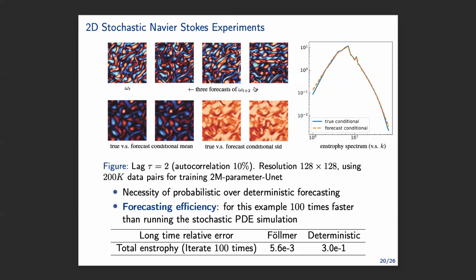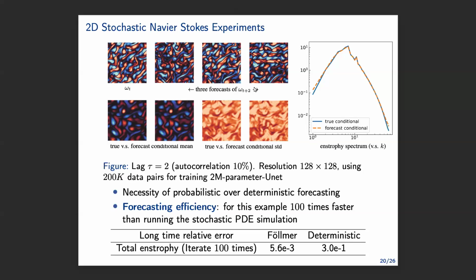So that also means that for this problem, you must use probabilistic forecasting. If you do deterministic forecasting, the best you can hope is the conditional mean, but this just doesn't give you the correct flow fields you want. And there we take a lag equals 2. So when lag is 2, the autocorrelation for the time series is 10%. So this justifies that this task is not trivial. And we are doing this for resolution 128 times 128. And we use 200,000 data for training a 2 million parameter UNet, and we just get these results.